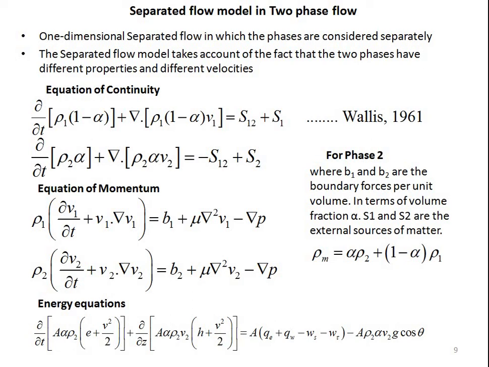Now the equation of continuity. If we write the equation of continuity, or mass balance equation, for the two phases separately, we have rho 1, which denotes the density of phase 1, and rho 2, which denotes the density of phase 2. We also have alpha. What is alpha? Alpha is the volume fraction of phase 2: how much phase 2 is there in the two-phase mixture. If phase 2 is completely present, then alpha is equal to 1. If phase 2 is completely absent, then alpha is equal to 0. So this is the definition of alpha.